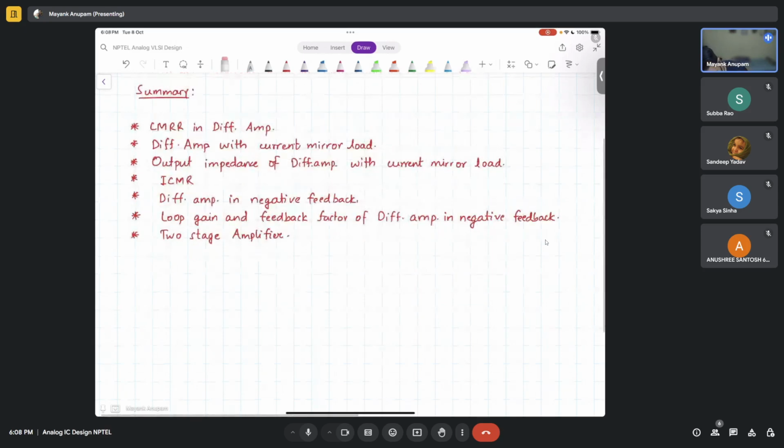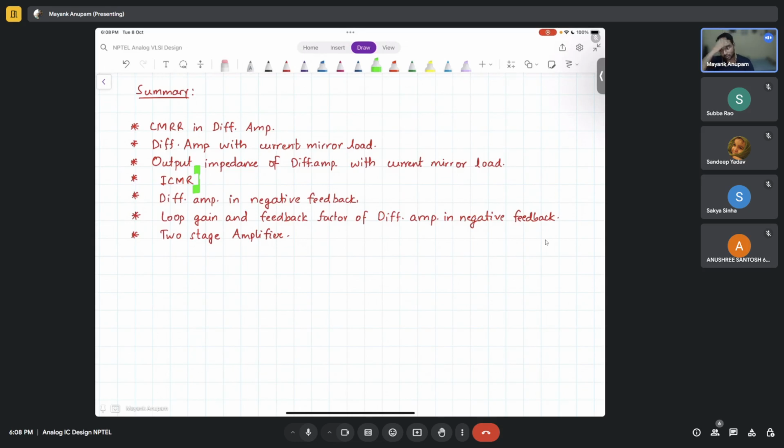We saw yet another important metric in a differential amplifier, which is called input common mode range. I hope you understood this. Input common mode range simply means how much common mode variation I can have at the input. How much common mode can I tolerate at the input? So input common mode can vary.